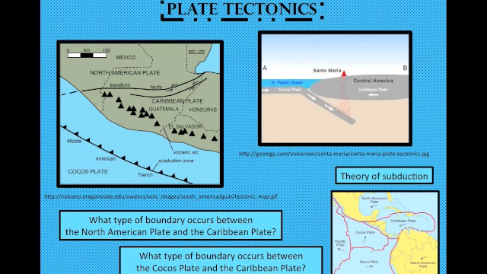You also might be asking yourself what type of boundary occurs between the Cocos plate and the Caribbean plate, and that would be a convergent boundary. We can see an illustration of that on the top right diagram, where the Cocos plate actually goes underneath the Caribbean plate. And this is because the Cocos plate, which is oceanic, is much denser than the continental plate of the Caribbean. And this process is called subduction.